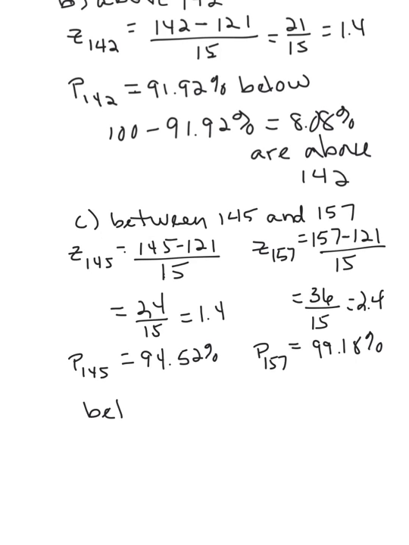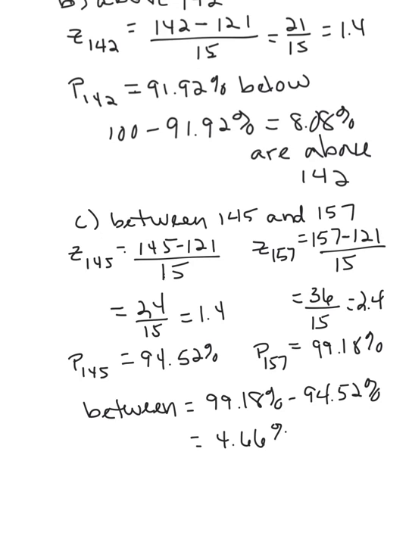We want to know what percent is between them. So to find what's between, we just subtract the two percentiles. We're going to take 99.18% minus 94.52%, and we wind up with 4.66% that lie between those two readings.